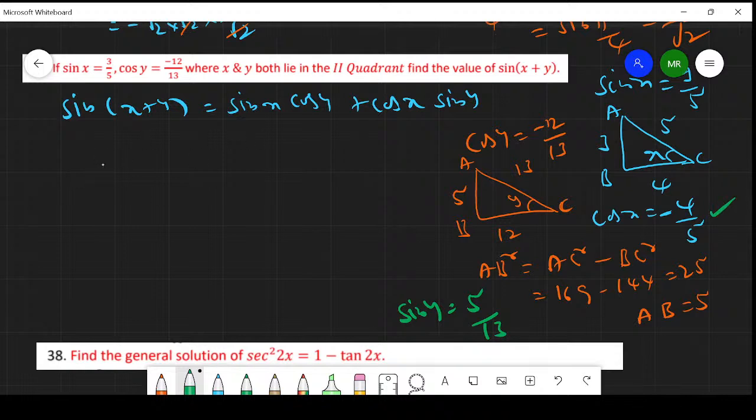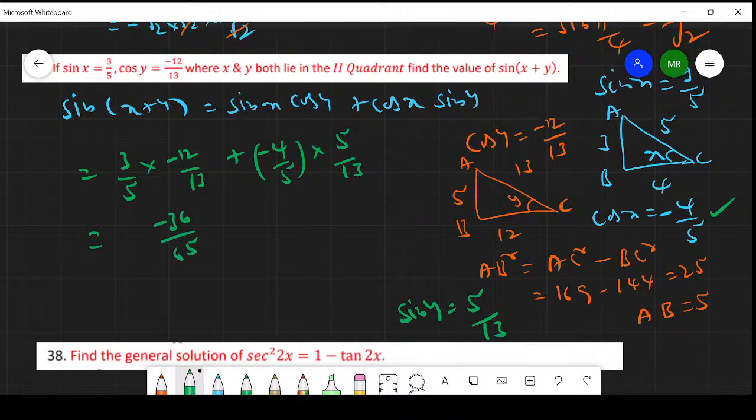Now I can substitute the values here. They are asking sin of x plus y, which is equal to sin x cos y plus cos x sin y. Sin x is given as 3 by 5, into cos y, which is minus 12 by 13, plus cos x, minus 4 by 5, into sin y, 5 by 13. Now you can simplify. This is minus 36 by 65, this is minus 20 by 65. So the total is minus 56 by 65, your answer.